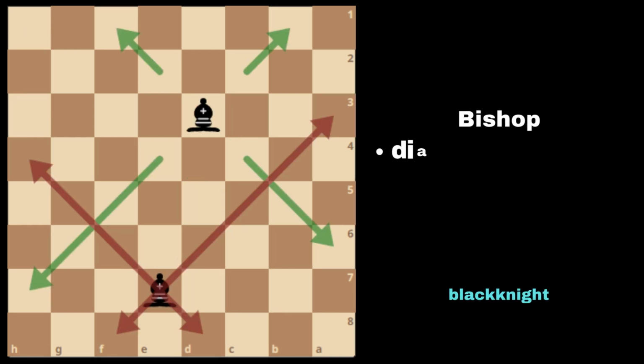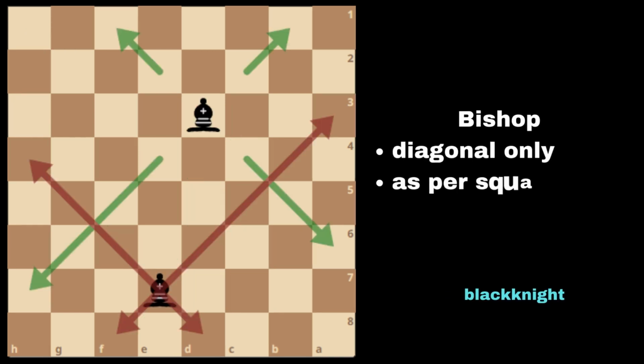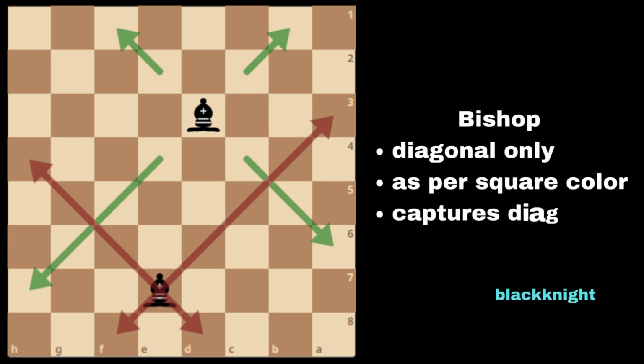The bishop can only move diagonally, and as per its square color. If at light square, then only at light diagonal squares, and if dark, then only at dark diagonal squares. It cannot move if obstructed by its ally pieces at its diagonal path. The bishop's way of capturing an enemy piece is by its way of movement itself, which is any enemy piece along its diagonal side.